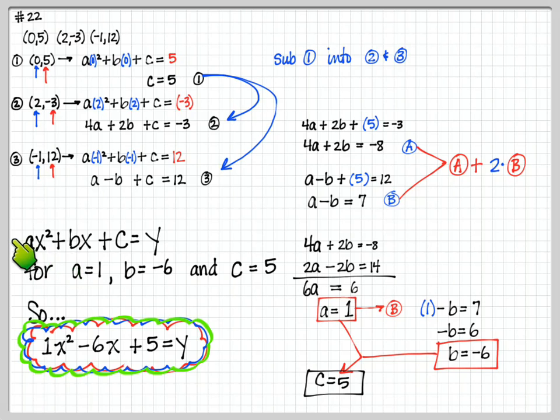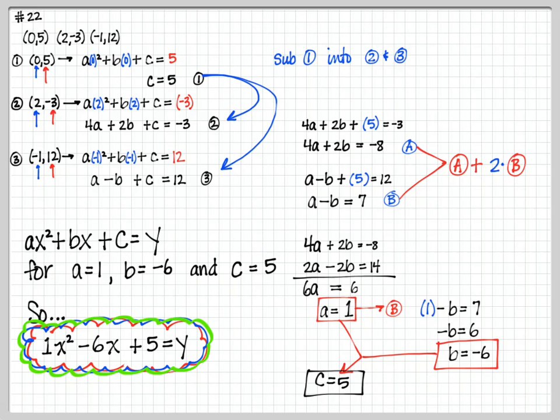I said for ax squared plus bx plus c equals y, I now know what my a, b, and c are, so I can write the quadratic equation. And you can check that this is correct by plugging in these points. If I plug in a 0, I would find that I get a 5. If I plugged in a 2, I would find that I get negative 3. And if I plugged in a negative 1, I would get 12.